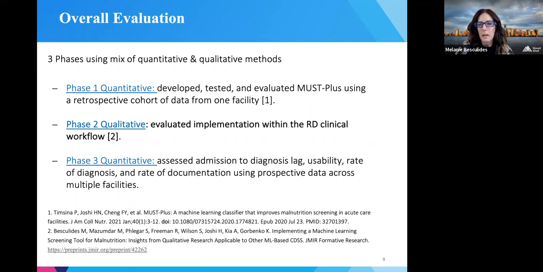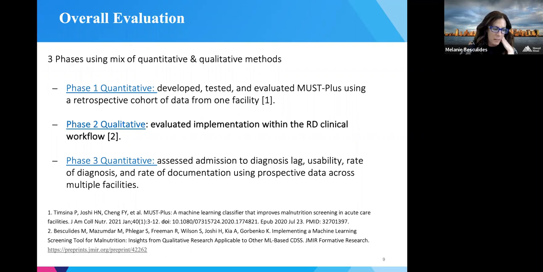And this is using prospective data across all of the 6 facilities. So not just the original hospital. So, the usability is really important. It's a measure of whether RDs are actually using the score in their everyday practice.